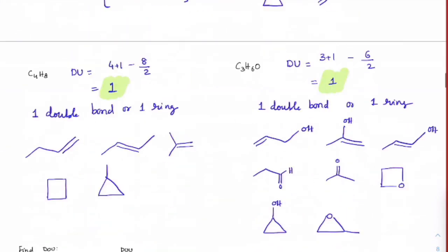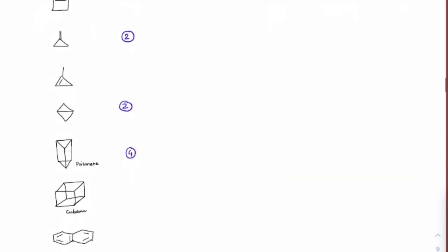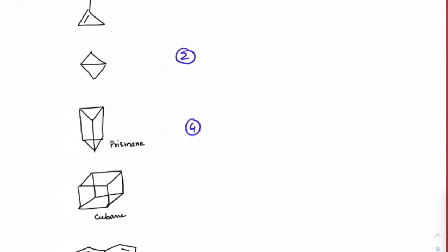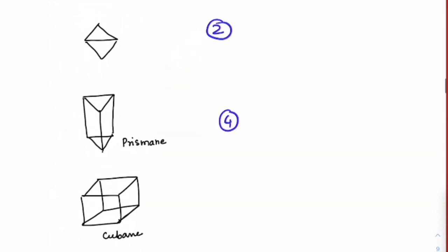Sir, prismane is a combination of 3 rings? No, 4 rings. Observe carefully. Check out carefully. 1 ring, 2 rings, 3 rings, 4 rings. Okay. This ring which you are thinking of as a 5th ring, that already has been occupied. Got it? Because that was already considered in all the 4 forms.